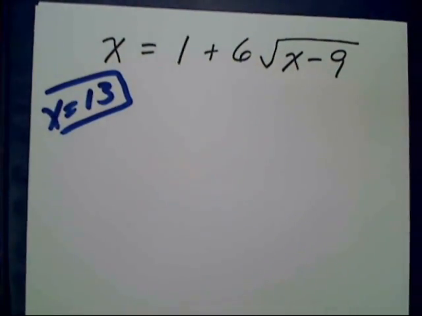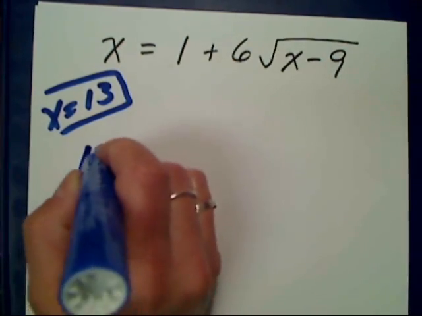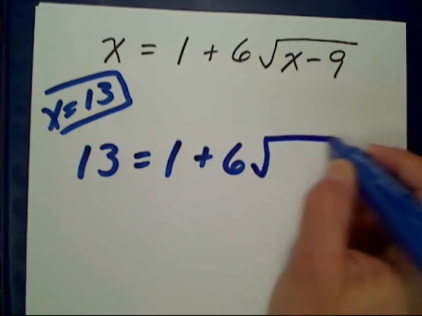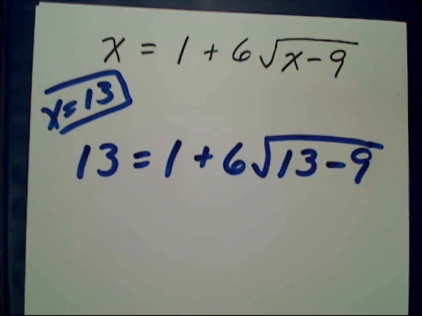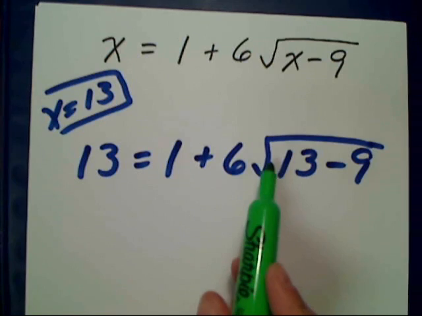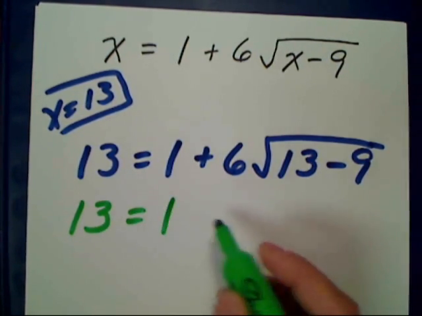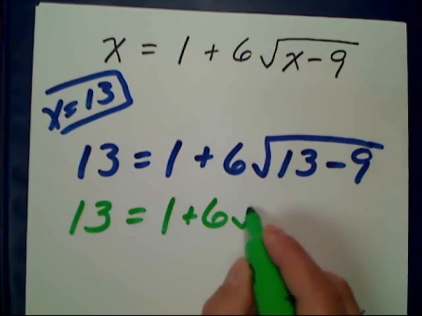All right, so wherever there's an x, I'm going to replace it with its equivalent value of 13. So it's going to be 13 is equal to 1 plus 6 times the square root of 13 minus 9. X is always 13 at a time. And now we just simplify using our order of operations. We do not do this addition first. 6 is being multiplied. Multiplication happens before addition in our order of operations. But that multiplication doesn't happen until we simplify underneath the square root.